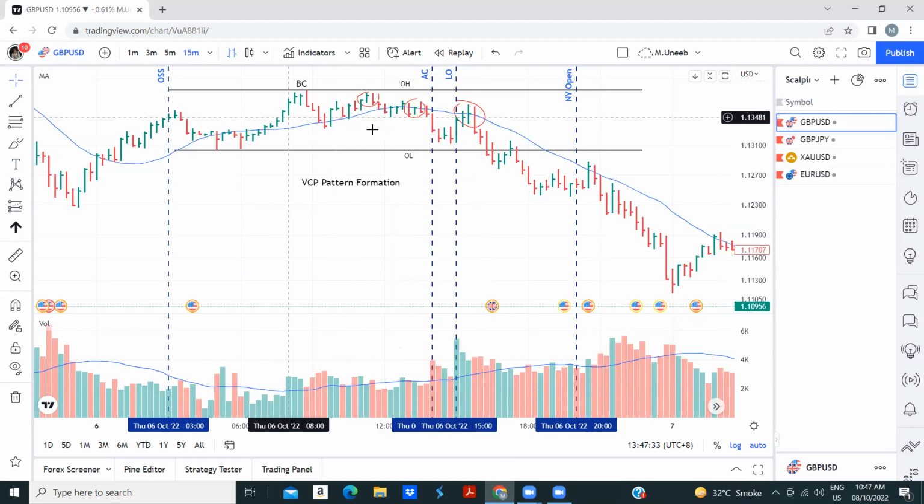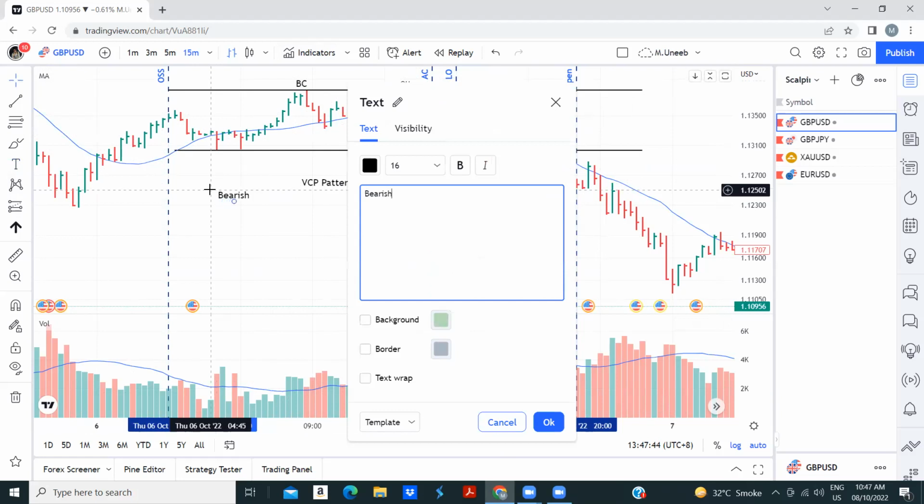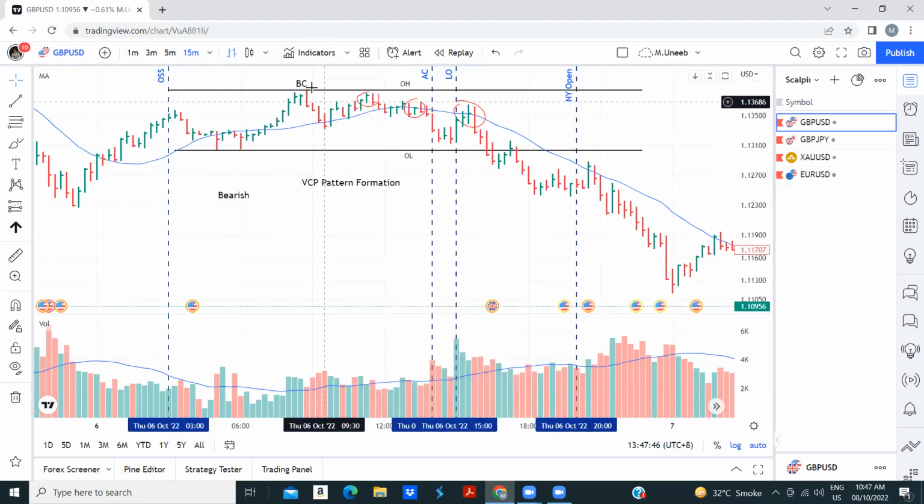What's going on here in this entire range between OH and OL? The bias will be bearish. Bearish, yeah. Very easy to identify. What did I see? That we have a high volume and BC, right?